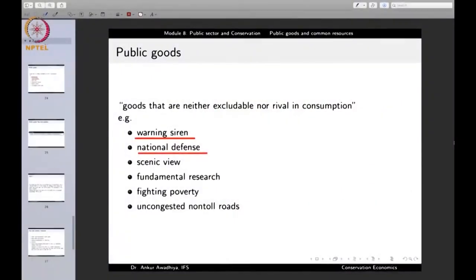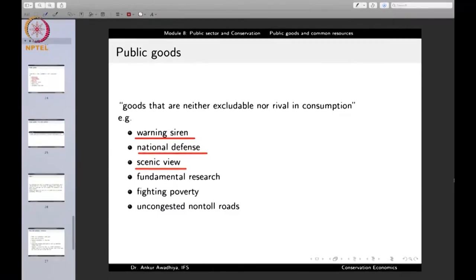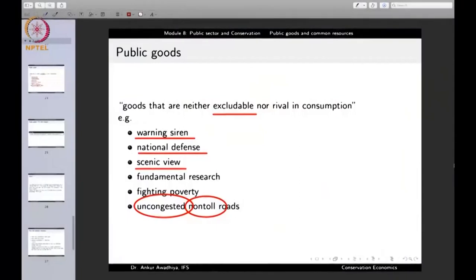Scenic view. If a view is beautiful, then we cannot prevent people from seeing it. And if one person has seen a beautiful place, then it does not reduce the quality or the beauty of that place to be seen by other people. Fundamental research, fighting poverty, uncongested toll roads, now uncongested non-toll roads. Now, these are all goods that are neither excludable nor rivals in consumption. In the case of uncongested non-toll roads, because there is no toll, there is no restriction, so it is not excludable. And because it is uncongested, there are fewer vehicles plying, and so if a few more vehicles get inside, it is not going to reduce the quality. So these kinds of goods are known as public goods.